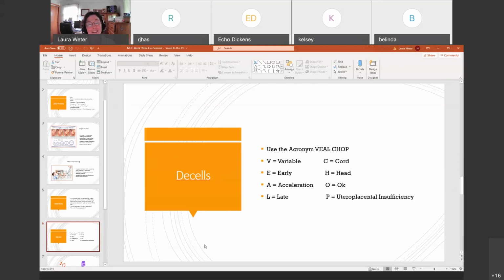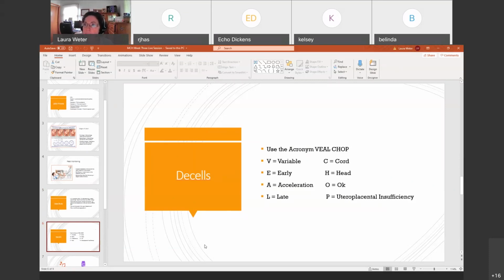I know it sounds fun. That is the easiest way to remember your decels. So V for variable. When we are having variable decels, and they actually look like V's when you look at them on the monitor strip, that is telling us that there's something with the cord.